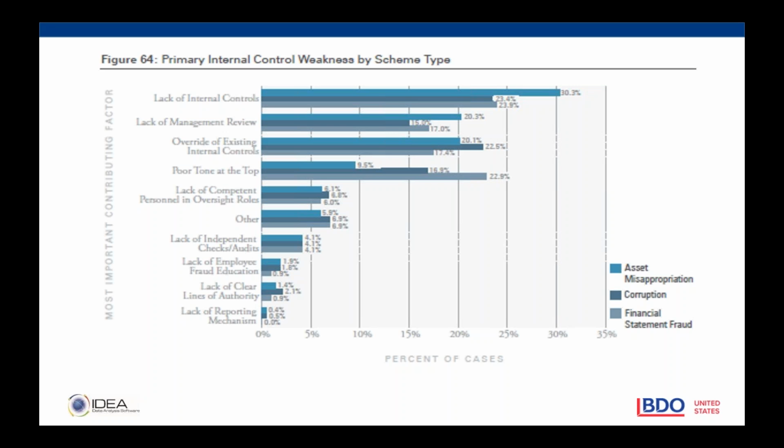The second most prominent one is a lack of management review. So people don't have controls, and then they don't have anybody reviewing what's going on, so they can get away with it. They keep getting away with it, and all of a sudden that builds over that trend line that I showed earlier. The third one is people overriding the existing internal control. So maybe there's a control in place, and people are just bypassing or overriding it, and so the control isn't really working because they skipped it.